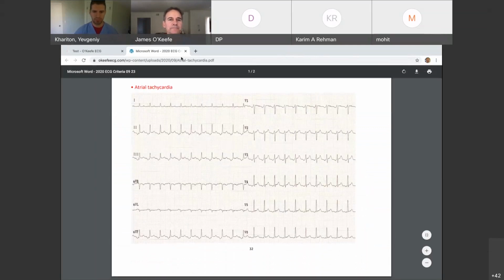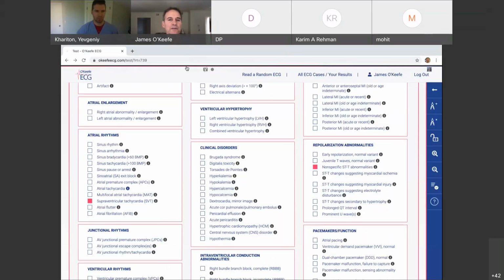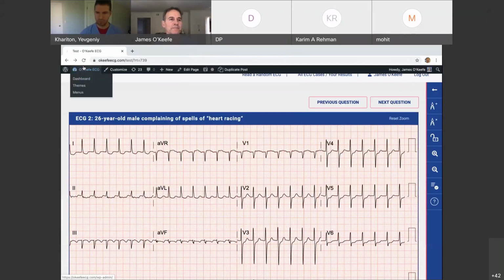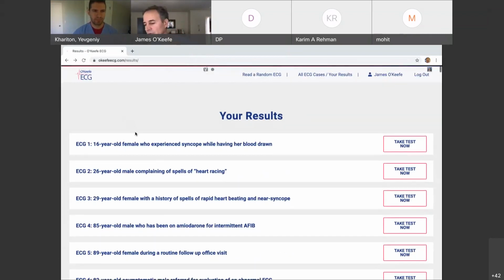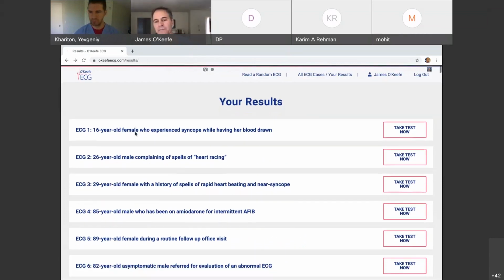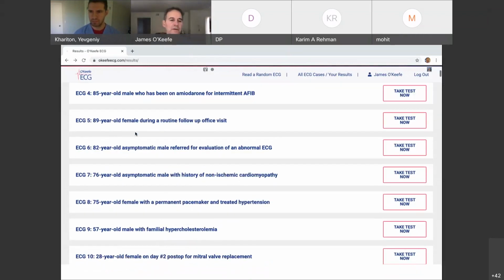So, any questions on that one before we move on? Pretty straightforward. That's a tracing that you very well could see on the boards.